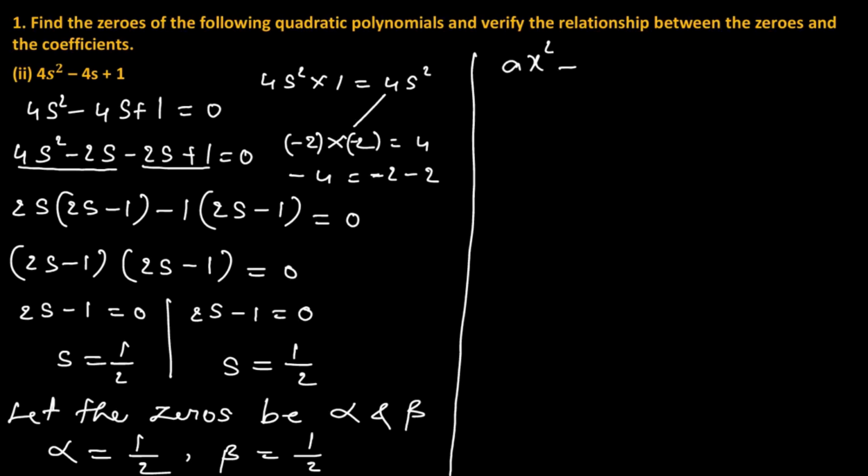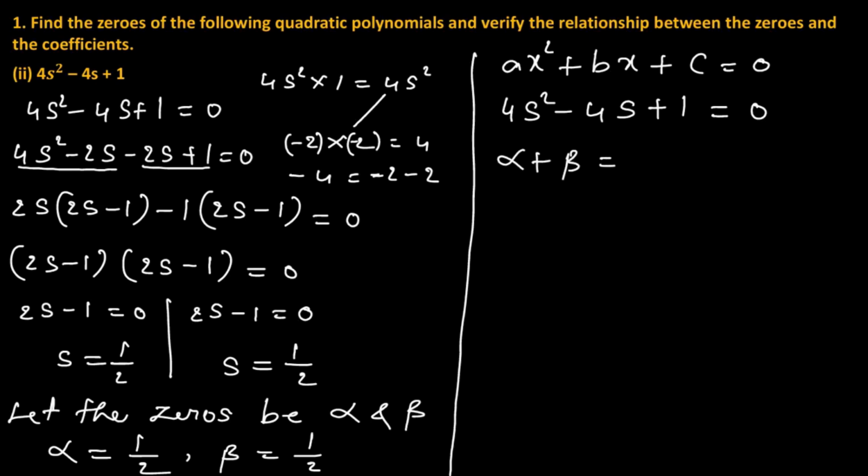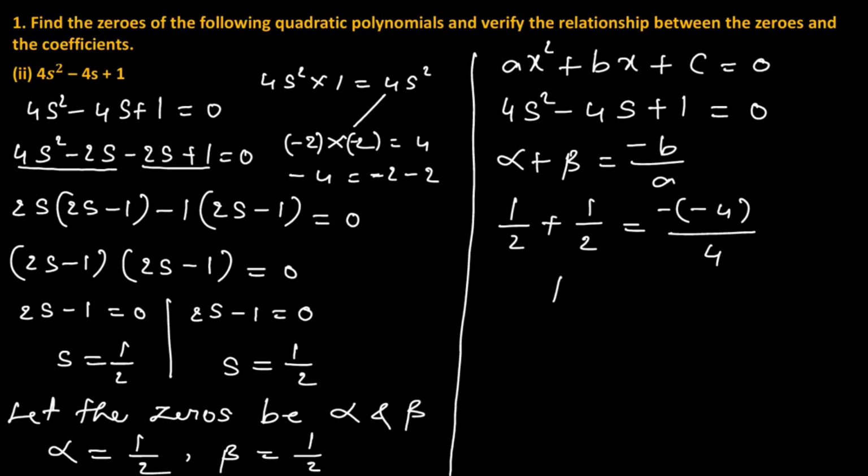So what is the equation? ax square plus bx plus c is equal to 0. Compare it with our equation 4s square minus 4s plus 1 is equal to 0. The sum of the roots, alpha plus beta, is equal to minus b by a. Alpha is 1 by 2, beta is also 1 by 2. B is minus 4, so minus into minus 4, a is 4, divided by 4. So 1 by 2 plus 1 by 2 is equal to 1. Half plus half is equal to full 1, which is equal to 4 ones are 4, divided by 4, so 1. 1 is equal to 1, verified.